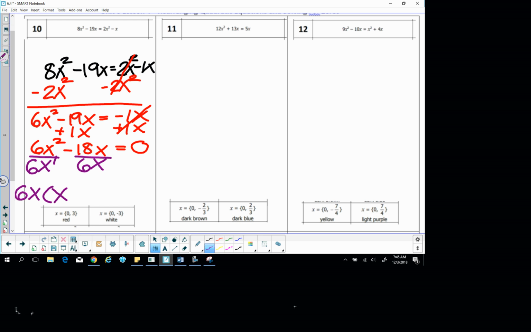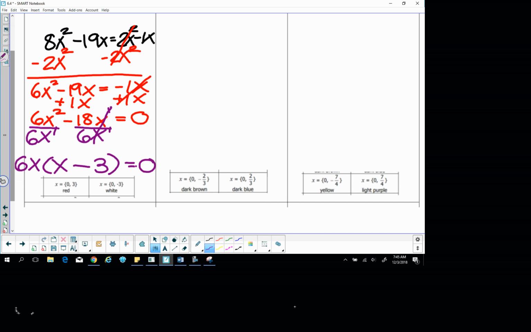So just 1x is left, minus, what's 18 divided by 6? 3, and the x, what's 1 minus 1? 0. They cross out. And so now it's already factored for us. Our first factor is 6x, and our second factor is x minus 3. So now all you have to do is make them both equal to 0. So I have 6x equals 0, and x minus 3 equals 0.